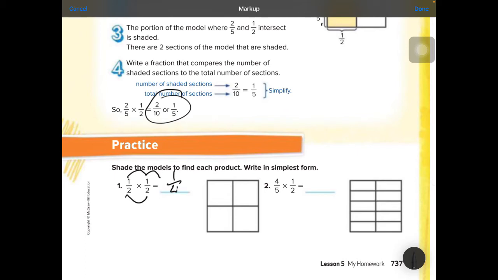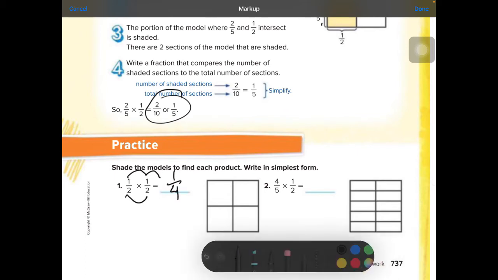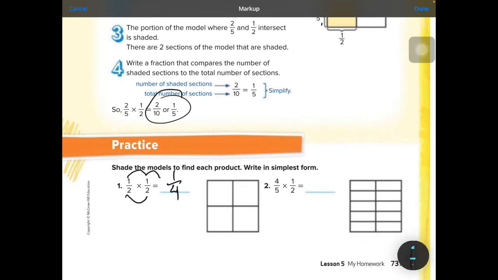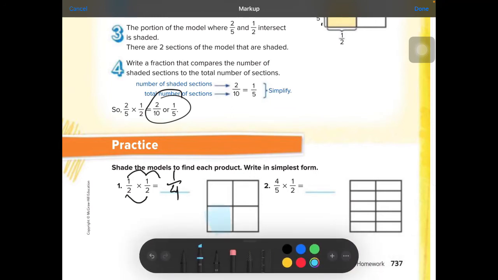Here we go. 1 times 1 is 1. 2 times 2 is, well, 4. So on this section, we're only going to shade in 1 out of the 4. And that is as simplified as it will get.